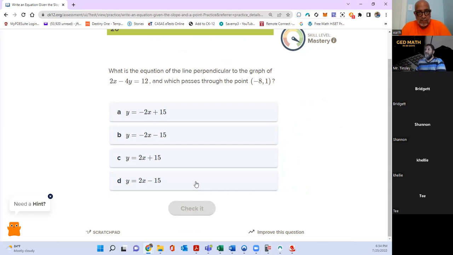Oh my goodness, Mr. Tinsley, what is the equation of the line perpendicular to the graph 2x minus 4y equals 12, which passes through the point -8, 1? Mr. Tinsley, I understood what we just did. What's happening now? Remember, you take 5 deep breaths, get yourself under control. What do I know? What do I know? Tell me what I know.